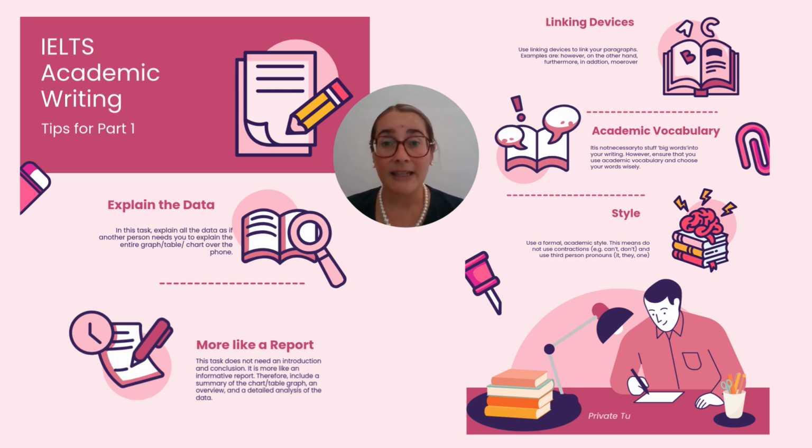Also important is we need to use an academic style because this is academic writing. What that means is do not use contractions. Contractions are when you shorten two words, like do not becomes don't, cannot becomes can't. We are not allowed to do this in academic writing, so please avoid those contractions. Also, do not use the words I and you. Stick to third person, which is he, she, it, and they.